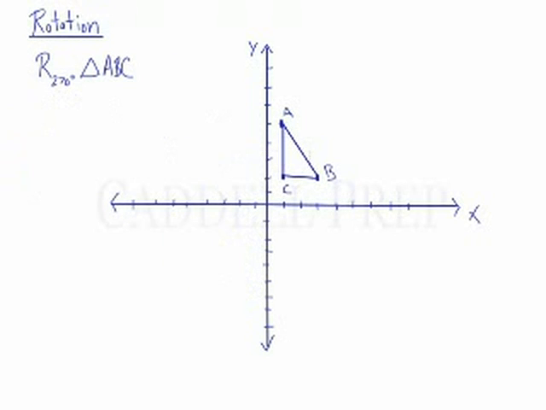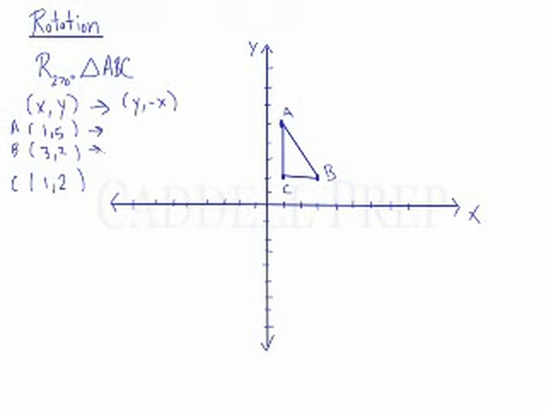Now let's rotate triangle ABC 270 degrees. So let's write down the rule we're going to follow. We're going to take x, y, and it's going to become y, negative x. So let's write down our coordinates for A, B, and C. A is 1, 5. B is 3, 2. And C is 1, 2. And from this, we're going to find the coordinates of A prime, B prime, and C prime.